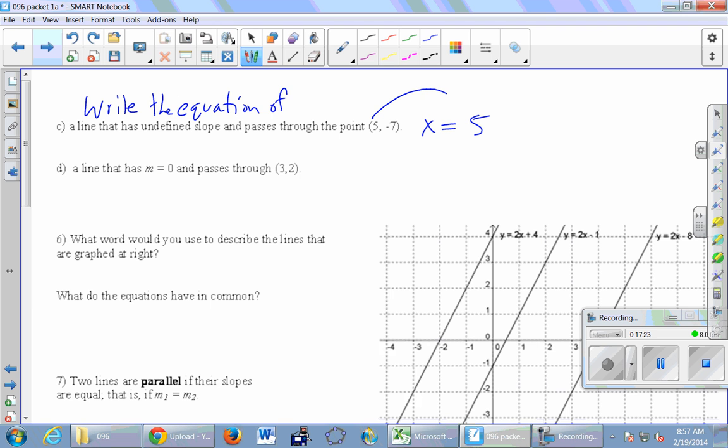We just grab whatever the right coordinate is. So x equals 5 is that vertical line, undefined slope, and it hits the magical point.